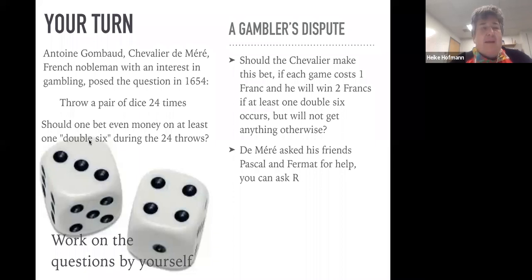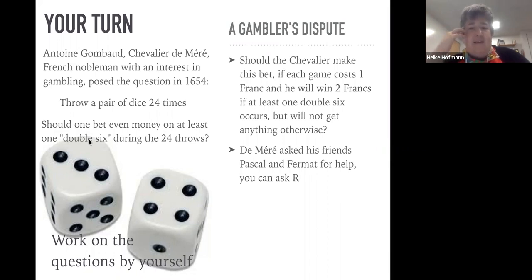So even money means you pay in a certain amount to participate in the game, and you get the same amount of money back out. So you don't lose anything for sure, and hopefully you get a little bit more money out than you pay in. So should he bet on this double six in 24 throws? What do you think?